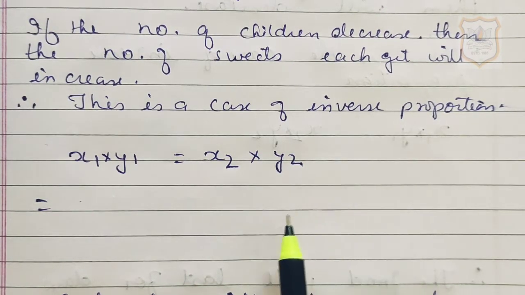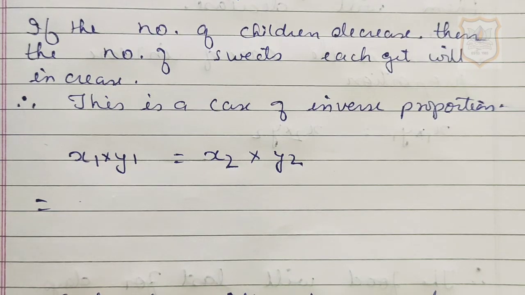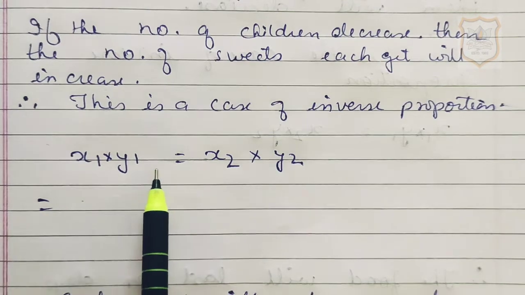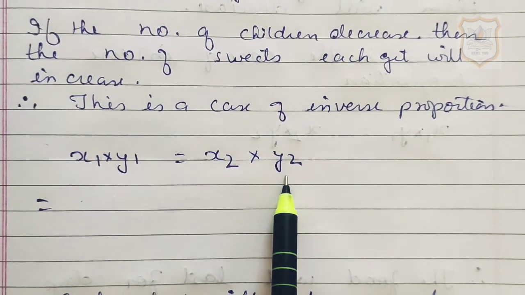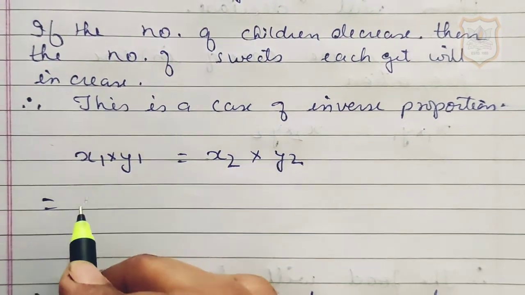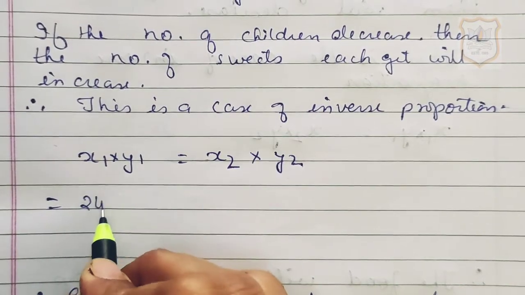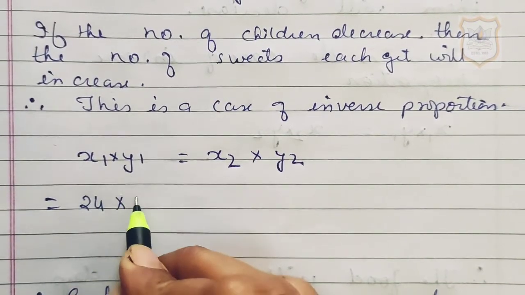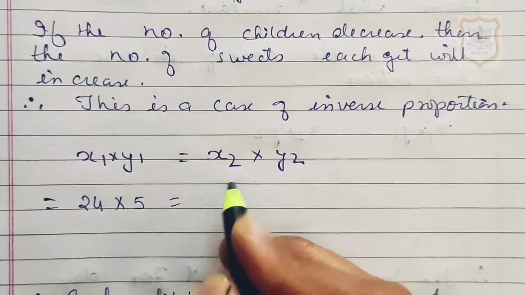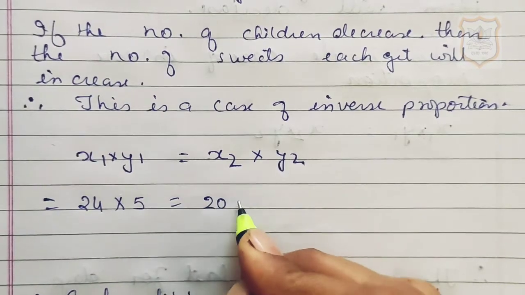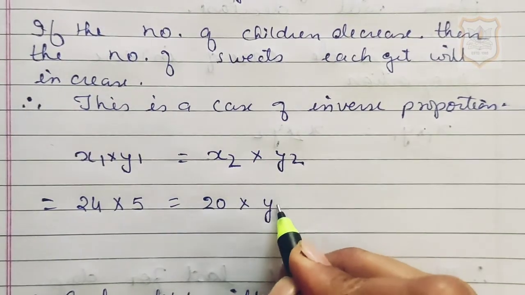So as I have explained in my earlier video, in inverse proportion we will multiply the two quantities, and the product in both cases should be the same. So x1 into y1 is equal to x2 into y2. x1 was 24 multiplied by y1 was 5 equals x2 was 20 multiplied by y2, which we have to find out.